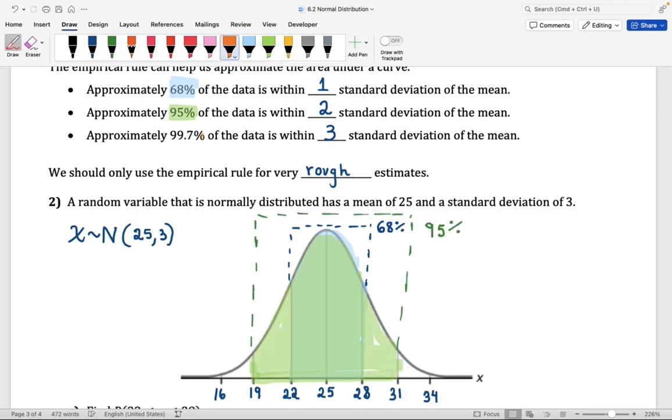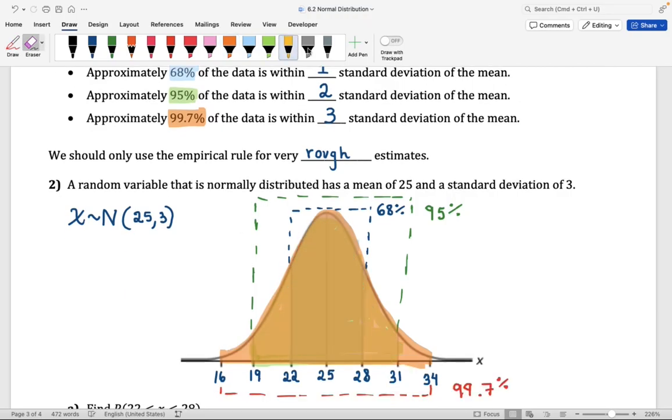The empirical rule says we have 99.7% within three standard deviations of the mean. That means that between 16 and 34, between the third standard deviation on the left and the third standard deviation on the right, between those values, we have 99.7% of the data. Now, it doesn't mean that we don't have any area below 16 and above 34. Right? We have some area there.